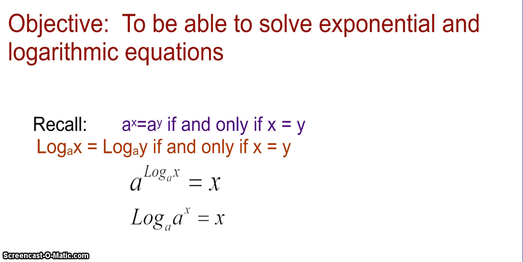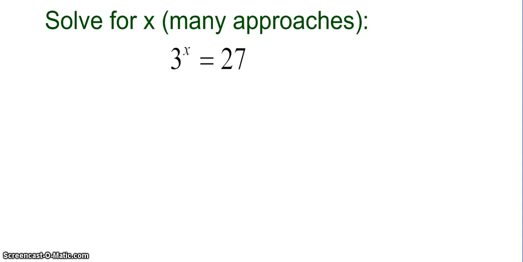A couple of the properties we want to recall, well obviously all of the properties, but specifically a to the x equals a to the y if and only if x equals y, and log base a of x equals log base a of y if and only if x equals y. Also remember a to the log base a of x is x, and log base a of a to the x is x. Okay, so first one, solve for x: 3 to the x equals 27.